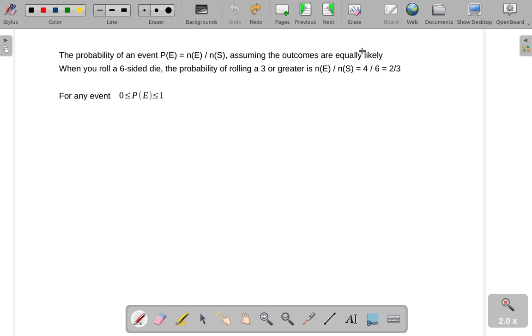So this is why it's important that you make sure that all the outcomes are equally likely in order to use this n of e over n of s, and we will use that quite a bit. So for instance, if you roll a 6-sided die, the probability of getting a 3 or greater, we just saw that e was the event, the outcomes where we had 3, 4, 5, or 6. There are 4 different outcomes there. n of s is 6 because our sample space was 1 through 6.